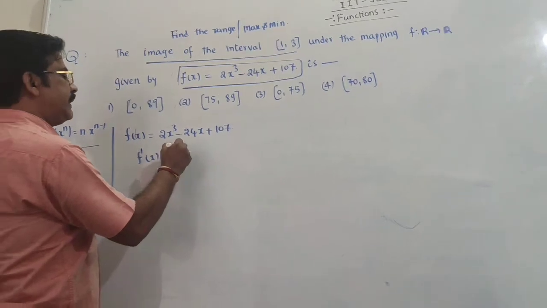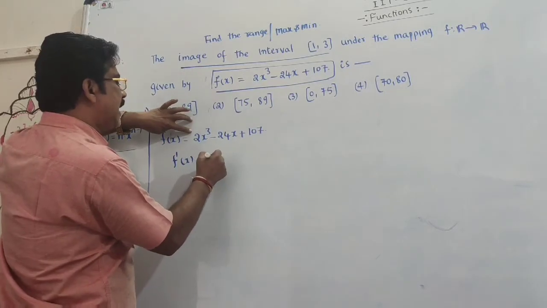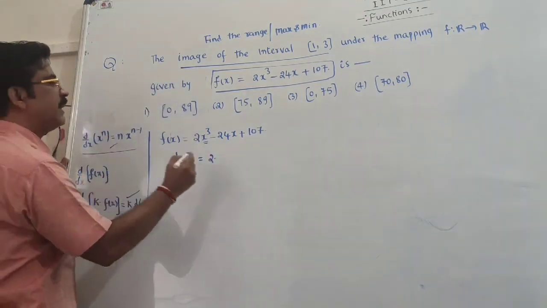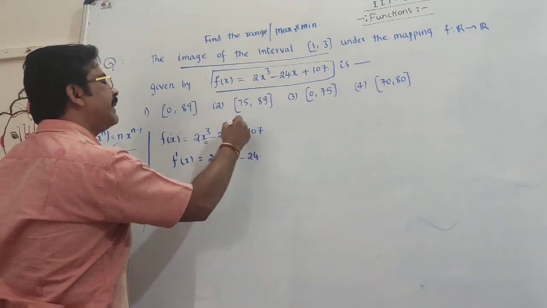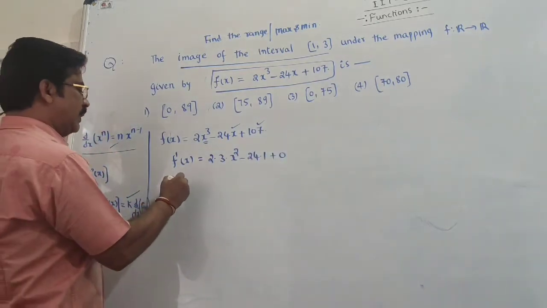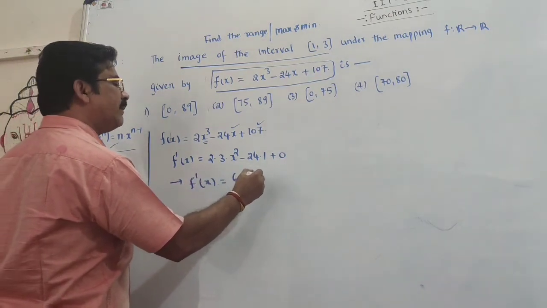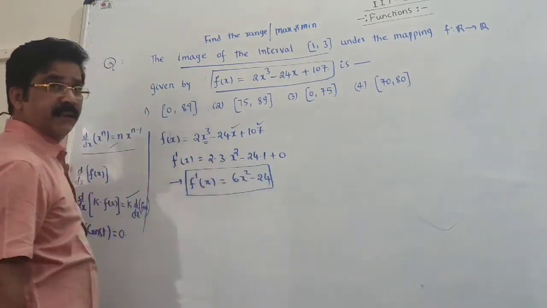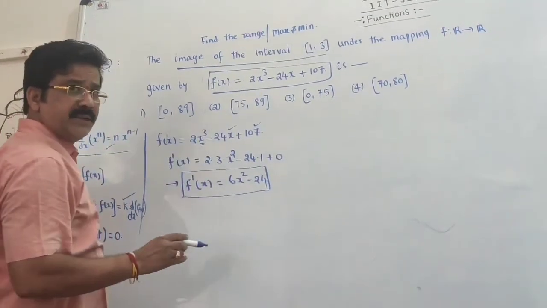So I wish to write directly: 2 into, using this formula, d by dx of x cubed, 3 into x square, minus 24 into d by dx of x, 1, plus d by dx of constant equal to 0. So that implies f dash of x is equal to 6x square minus 24. This is f dash of x. This is the calculus procedure. Again I will repeat this in the topic maxima and minima, don't worry.